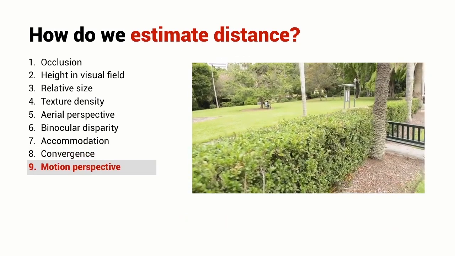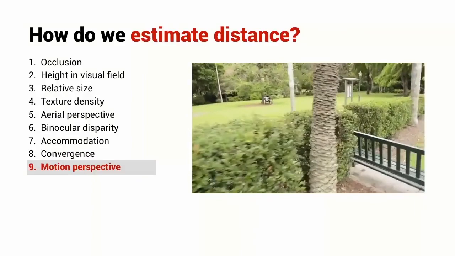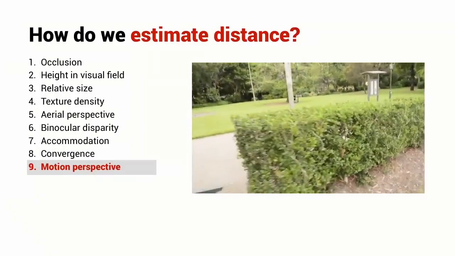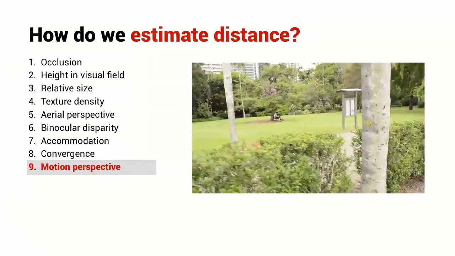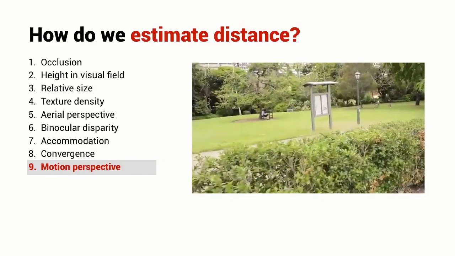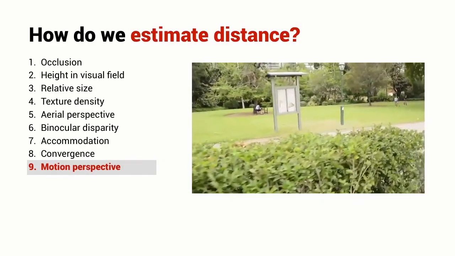The final technique that we use is called motion perspective, and that is, as I'm moving through the world, objects that are close to me appear to be moving quite quickly, whereas objects that are far away appear to move much more slowly.